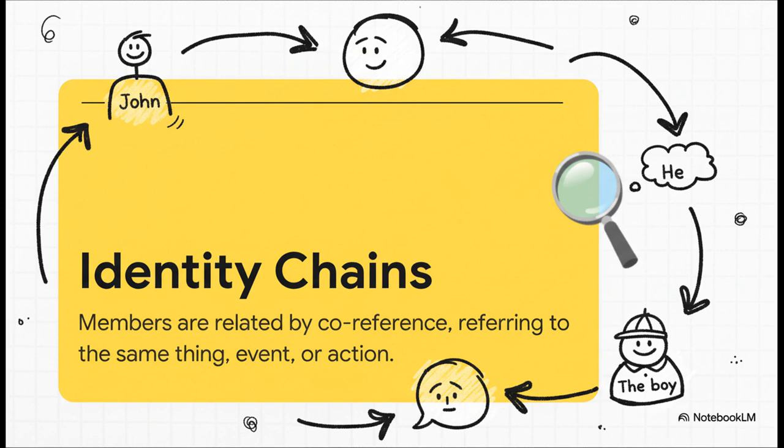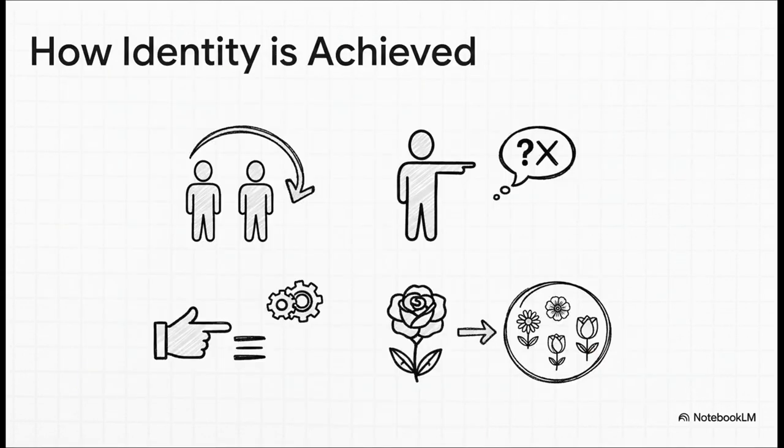For instance, if you read, John came home late. He felt exhausted. The boy decided to go to bed. Well, John, he, and the boy all refer to the exact same person. That's a classic identity chain. So how do writers actually make these things? Well, they've got a few key tools in their toolbox. They can use simple repetition of the same word. They can use substitution, like swapping a name for a pronoun. They can create an equivalence between 2 terms, or use generalization, using a broader term like the boy for the specific name John.